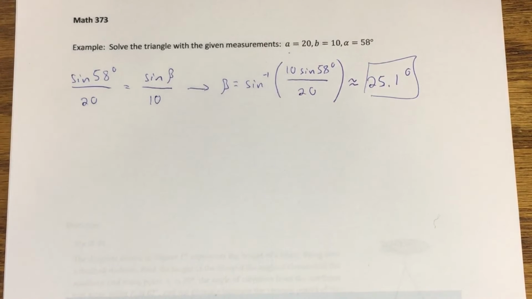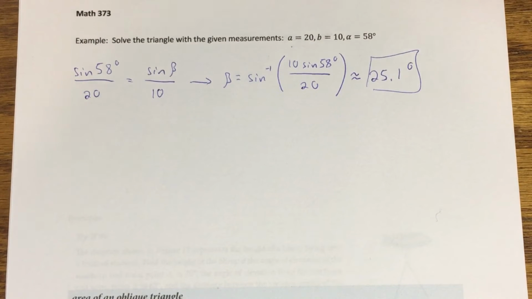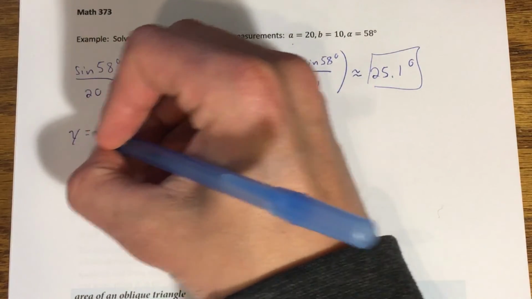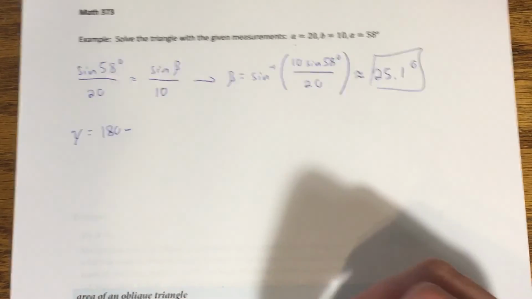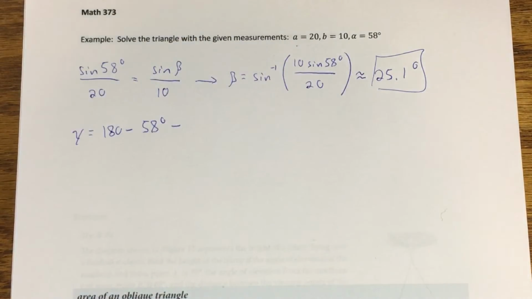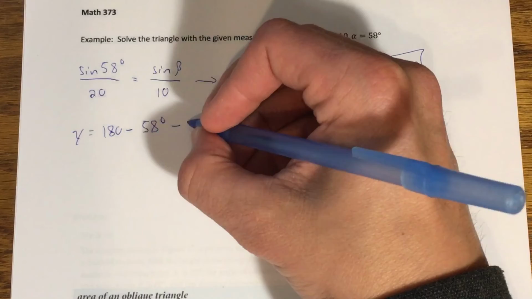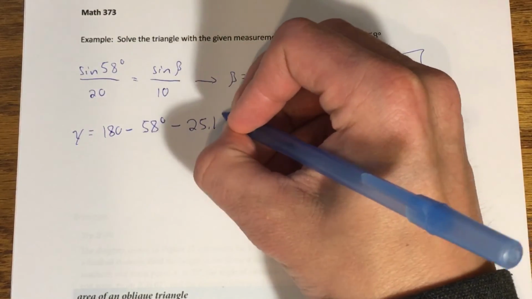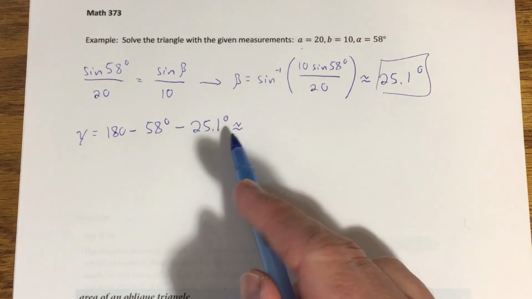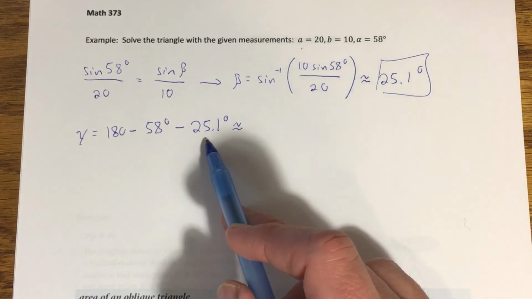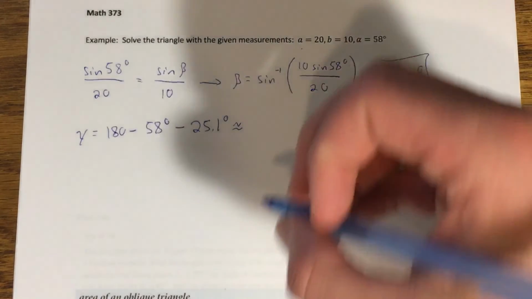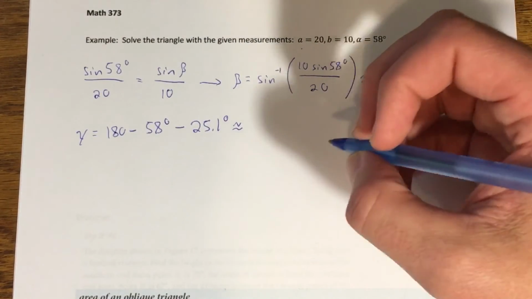Okay. Next step, we want gamma. If you have two angles, you can find the third really easily. So gamma is equal to 180 minus alpha, which was 58 degrees, minus beta, which we just found to be 25.1 degrees. I'm using an approximately symbol here only because I know that this is an approximate number, so this will also be an approximation. This one, gamma, comes out to 96.9 degrees.